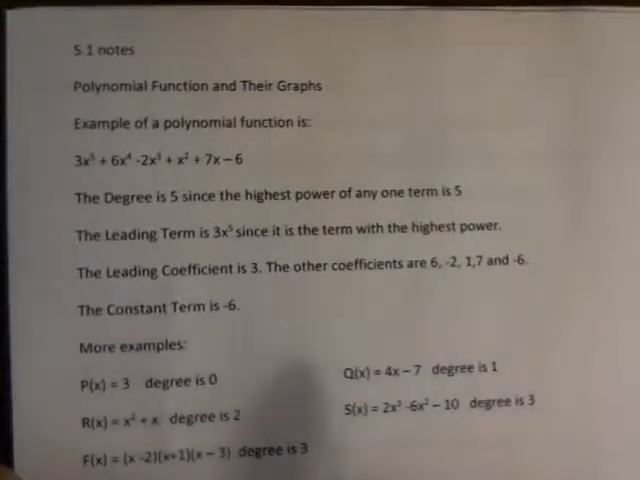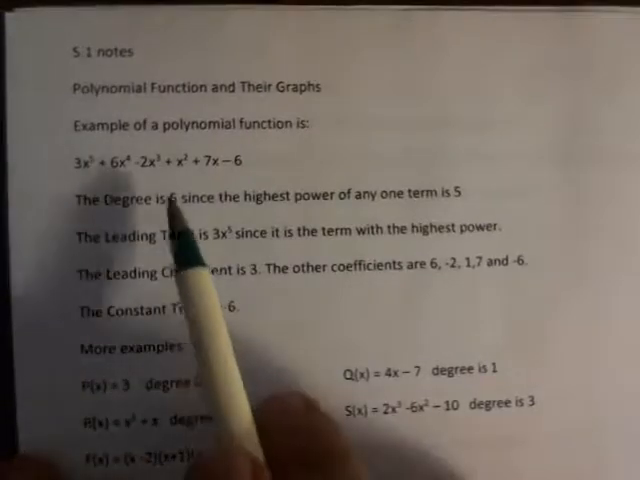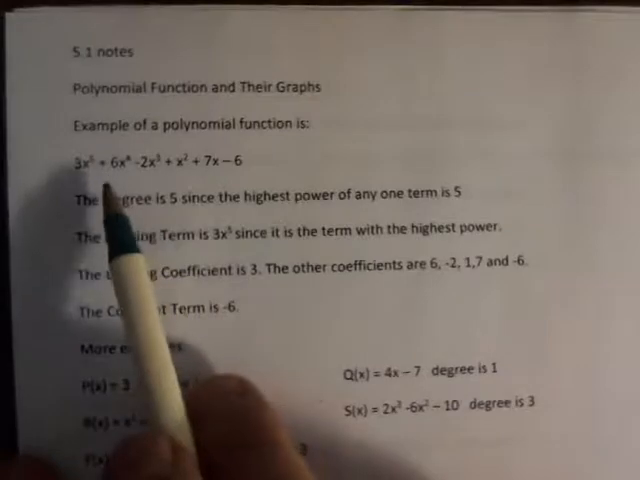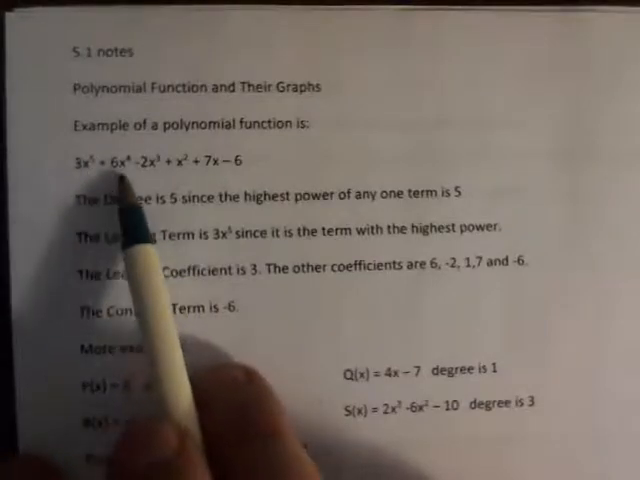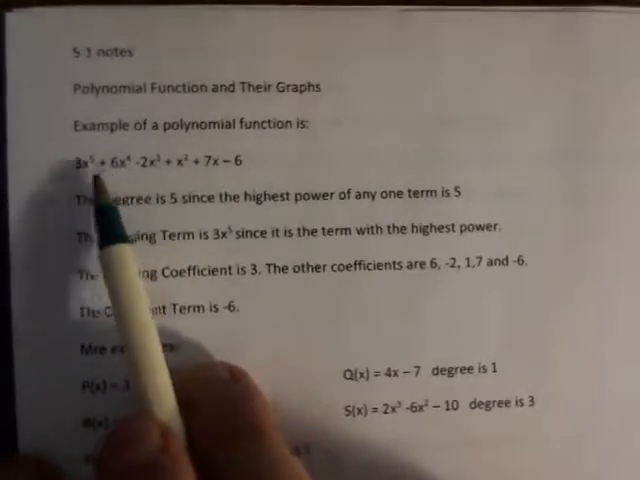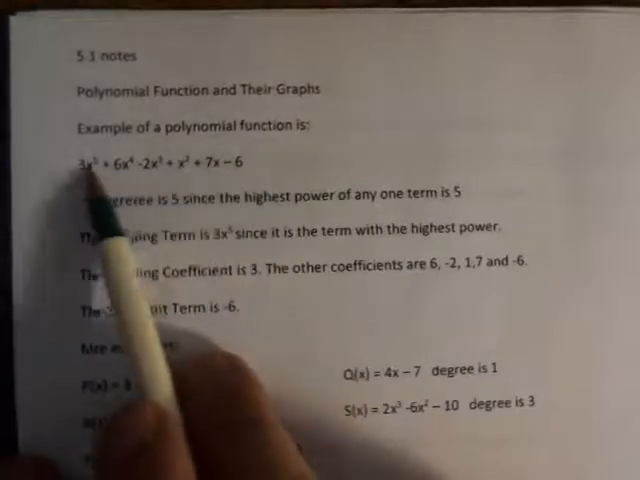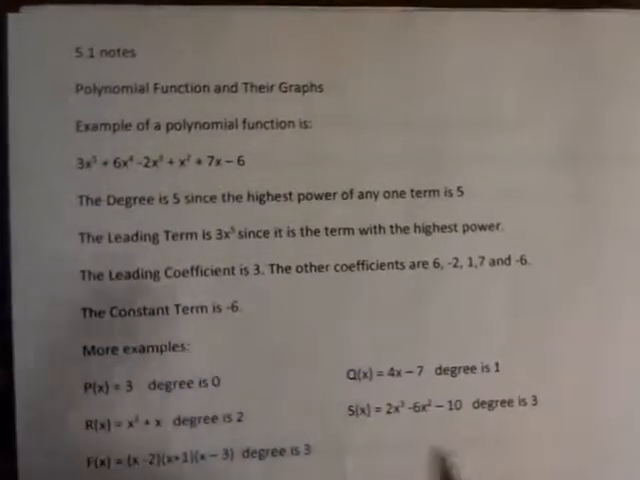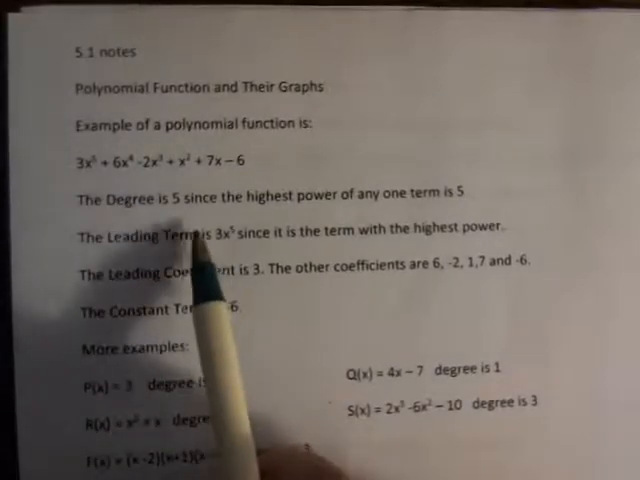Quadratic equations have a second power. Linear have a first power. We're going to be looking at equations where the highest power could be a 3, 4, or a 5. So this is an example of a polynomial function. And there's some terminology here we need to understand.